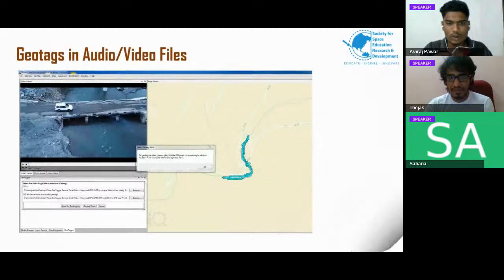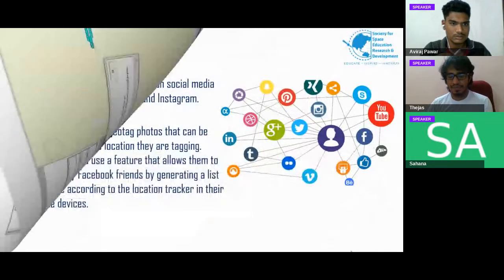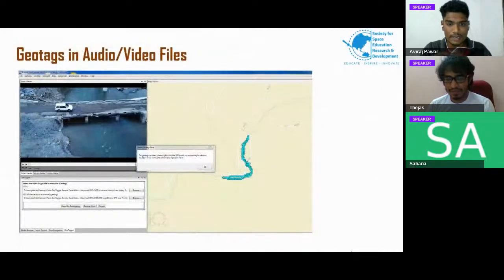Oh, we were talking about the metadata. What is the metadata file? The metadata is the data which contains the information about the other data, such as the location and other information about the videos, which are stored in the video files. Thank you, Tejas.